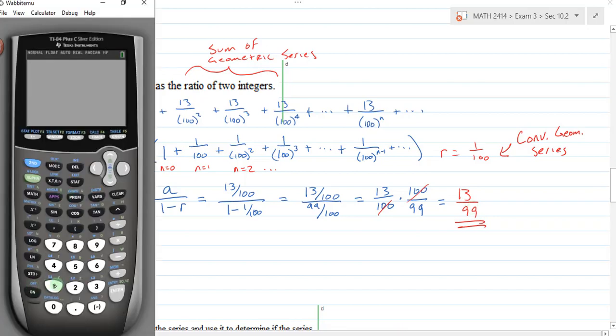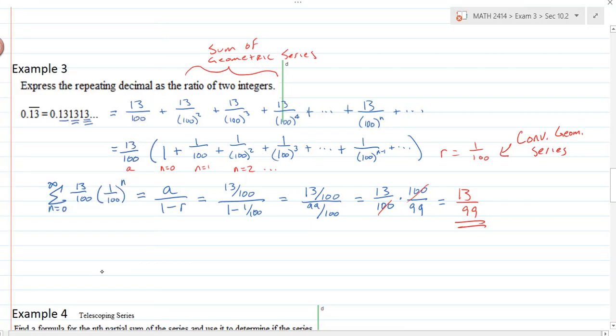We can check that to see if we got the right answer just by dividing 13 by 99. And we see that we do get the repeating decimal. You should always be able to tell if you got this answer correct just by using your calculator to divide these two numbers and see if you get what you started with. But that's how you would express a repeating decimal as the ratio of two integers.